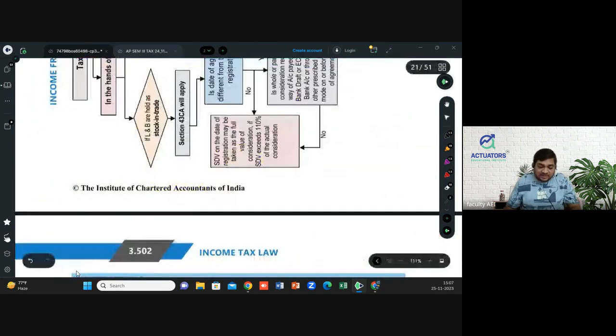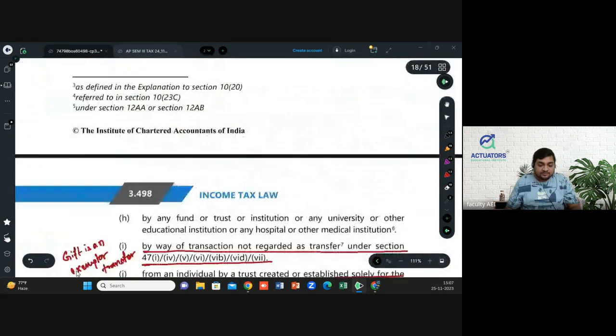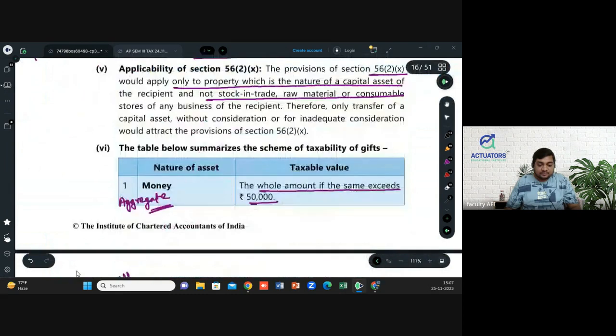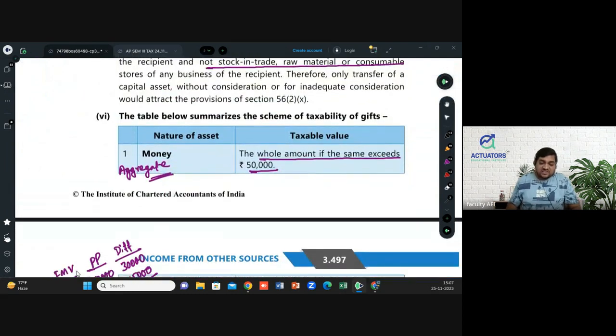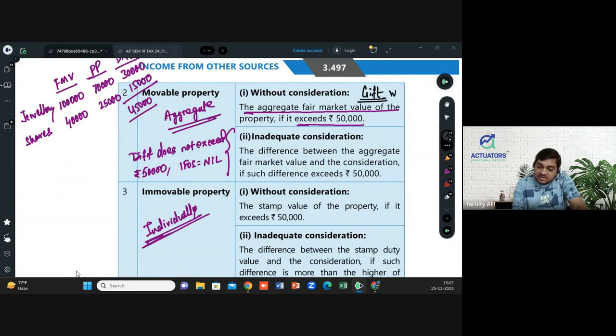Now, just let me take you to the summary part once, the one which we have done in the last session. In this case, if you see, we have cash gift. So for cash gift, we see aggregate. Fine. Then we have movable property. This is gift, means without consideration. And this is lesser consideration.